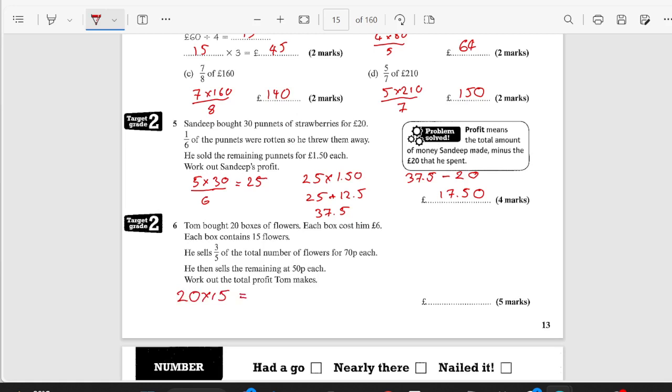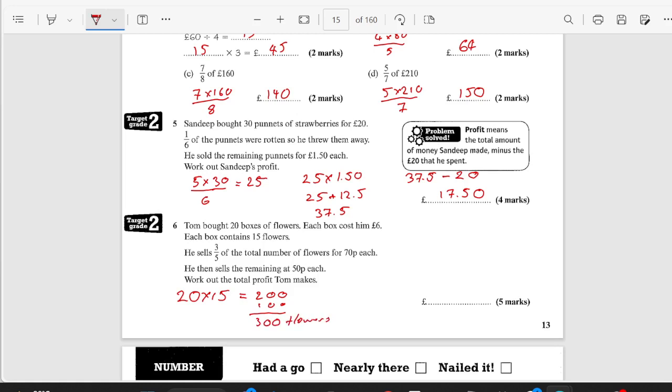A bit like how I did here, I was timesing it by 1.5, a bit like that. So 20 times 10 is going to be 200, and then a half of 20 is going to be 10. Sorry, what? 20 times 10 is 200, and then 20 times 5 is not 10, it's 100. So they have a total of 300 flowers.